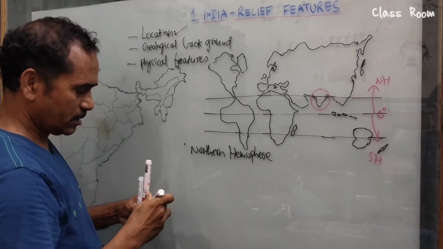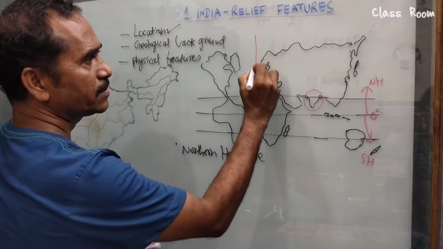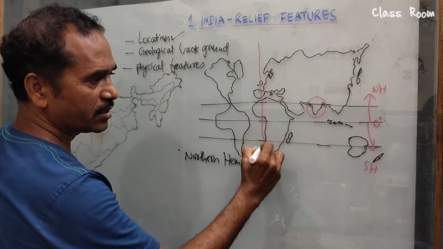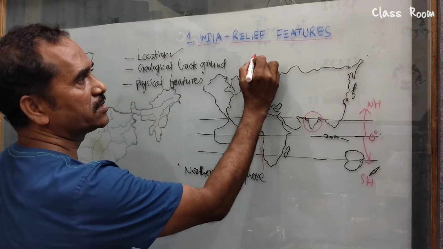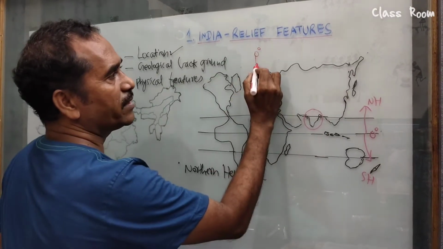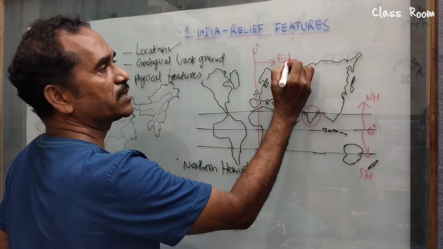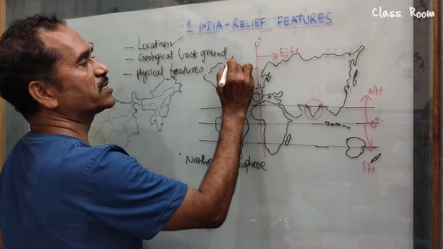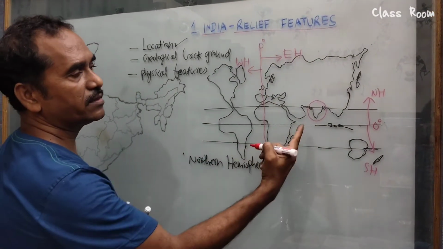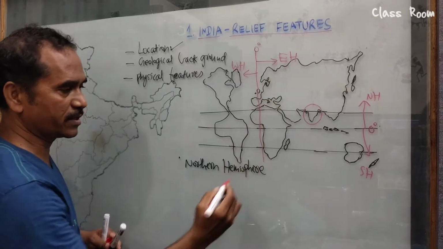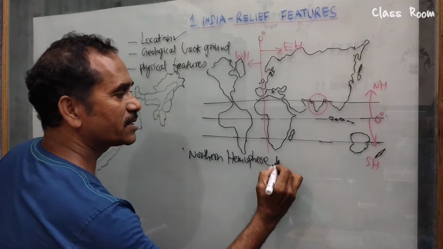And also let's see one more thing. Here it is 0 degree longitude. It is passing through UK, London. So it is 0 degree longitude. It divides the earth into two equal parts in the same manner. It is eastern hemisphere and this side western hemisphere. So where is India? India is located in the eastern hemisphere. That's right here. Northern hemisphere and eastern hemisphere.